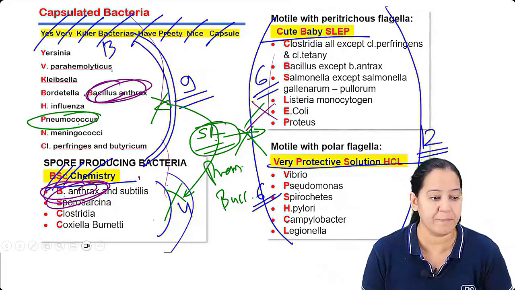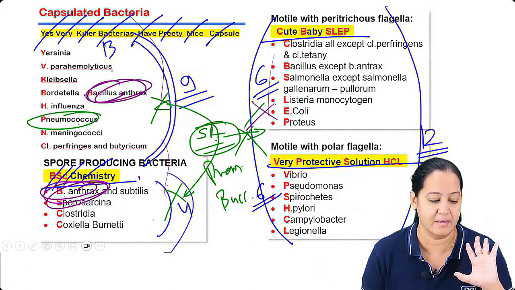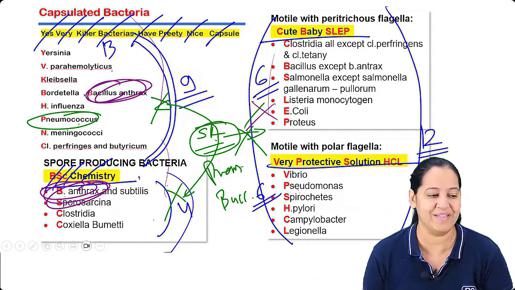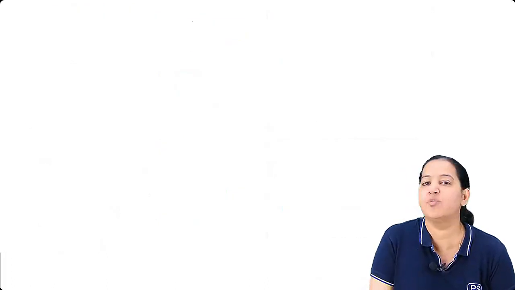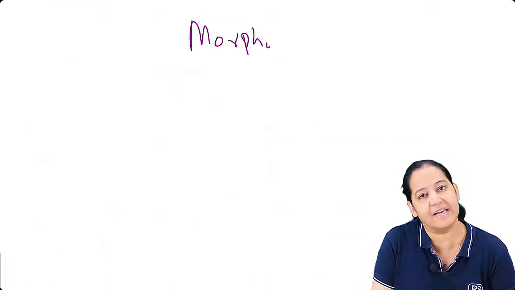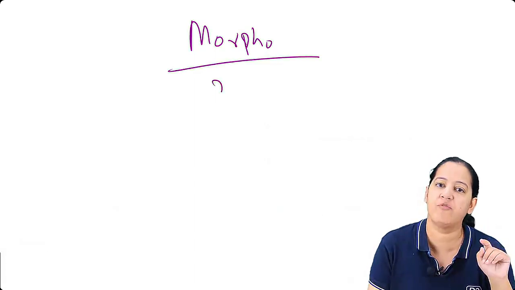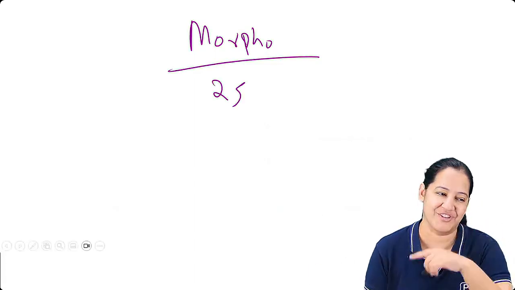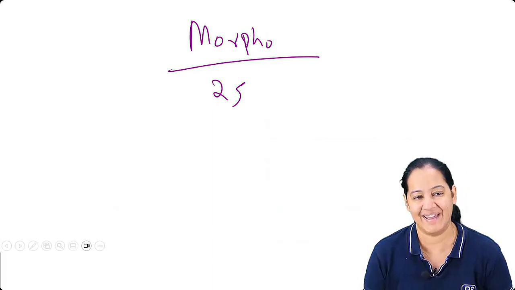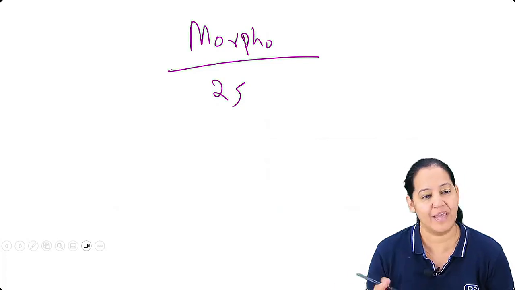How many of you got my strategy? Did you understand my point? If you have a doubt, please ask. So I will not teach you morphology individually even of a single bacteria. I have taught you the morphology of all 25-30 bacteria together in one shot. This is the way we see it. So we will not see the morphology separately; it is completed in one go.